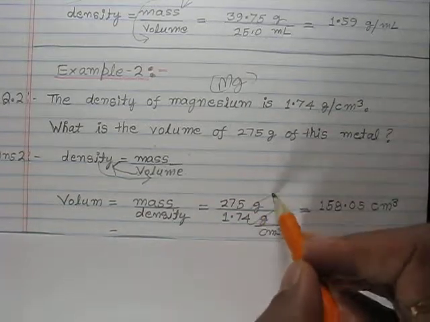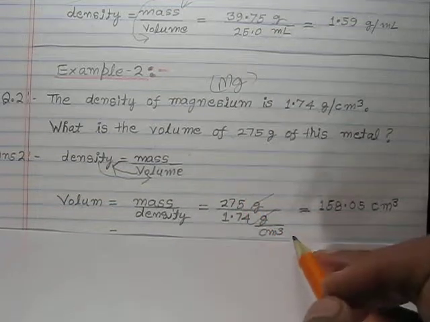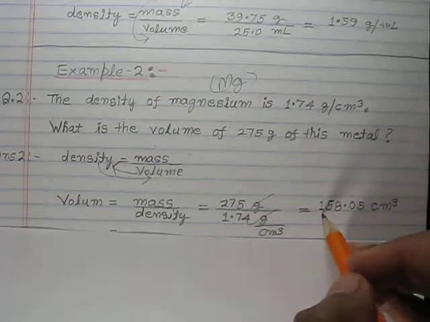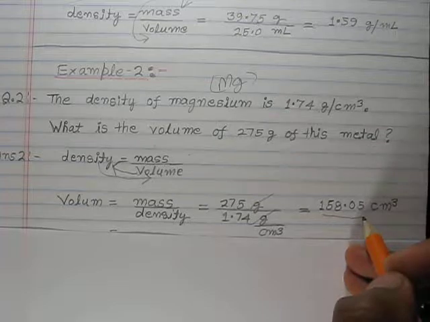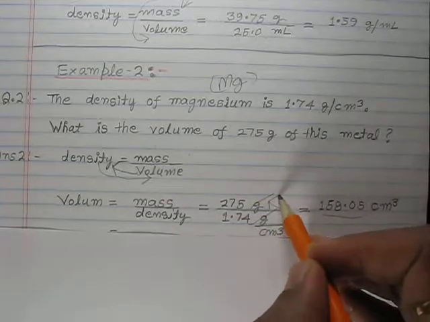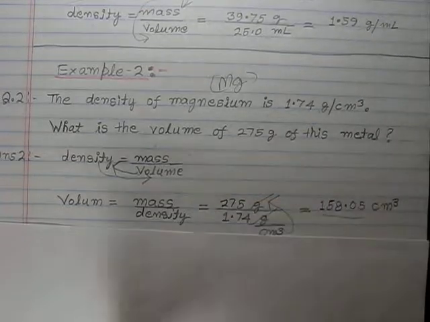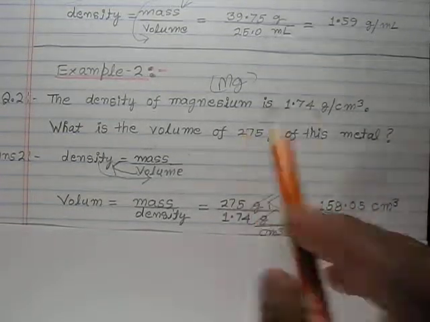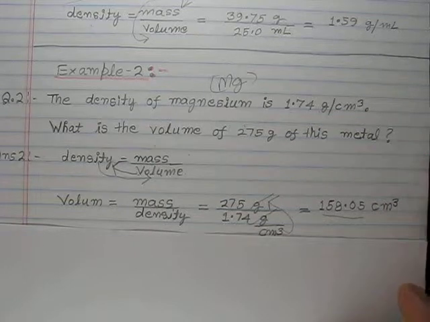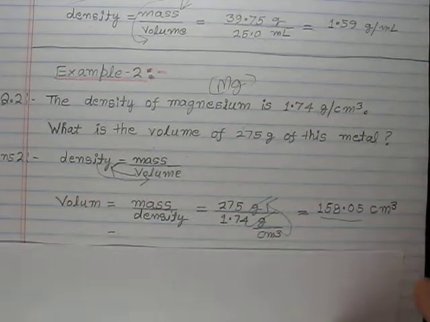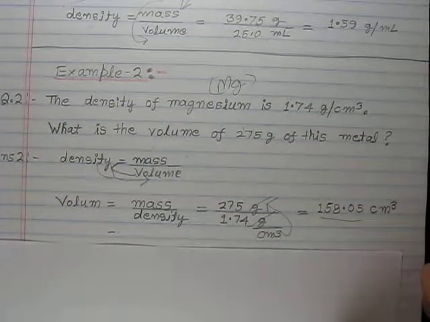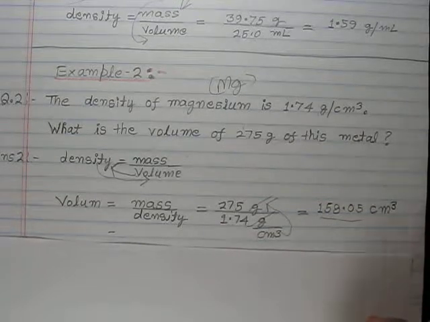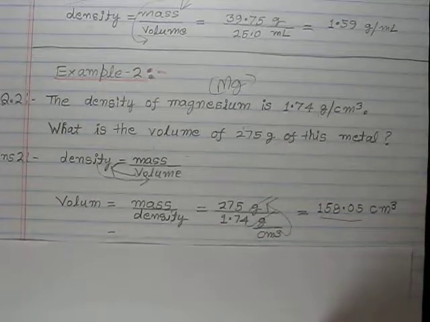So gram will be cancelled out, and when you calculate this, the value will come to 158.05 centimeter cube. So this is the volume of the magnesium. So this was all about this topic about the units, and if you have any question, just type your comments here.